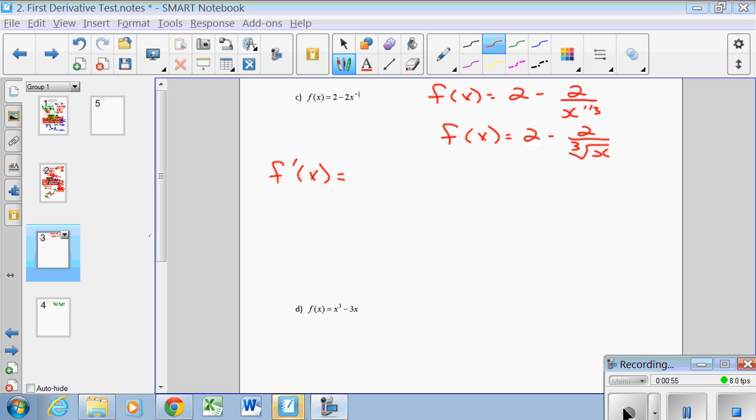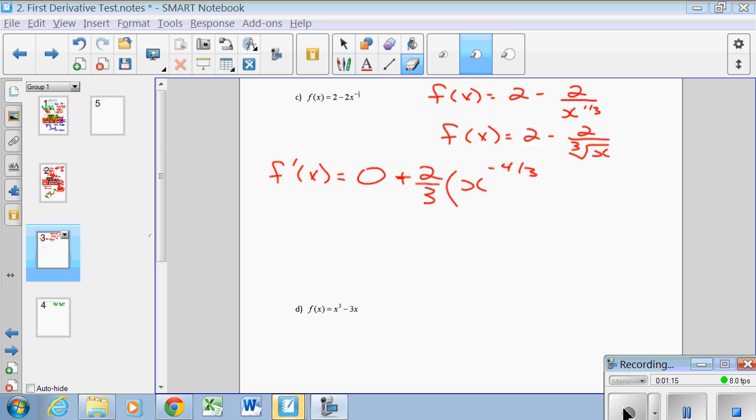Derivative of 2 is 0. Why not? We'll just show that for today. Negative 2 times negative 1/3 is hopefully positive 2/3. Oh, there should be a plus sign here. Plus 2/3 now, and go down by a degree, so this becomes negative 4/3. A little bit of algebra: negative 2 times negative 1/3 is 2/3, and then negative 1 from negative 1/3 is negative 4/3.